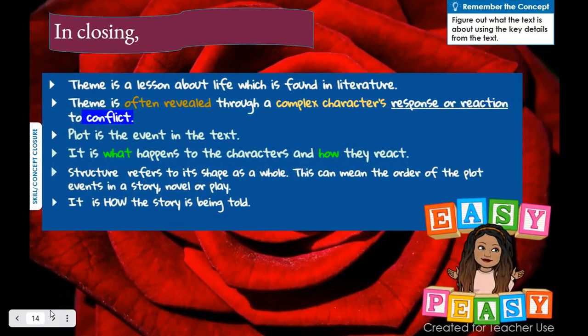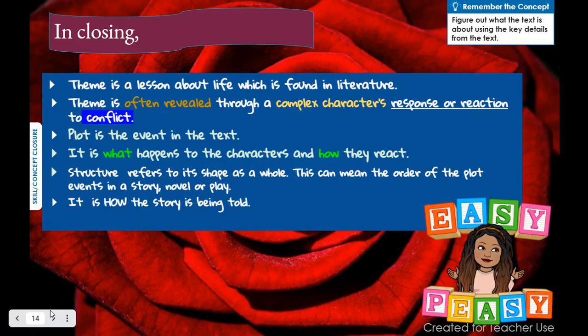All right. So, in closing, what did we learn? We learned that the theme is a lesson about life, which is found in literature. We learned that the theme oftentimes is revealed through complex characters' responses and reactions to conflict. And conflict was defined for you on one of the slides. So if you have to go back, it'll tell you what a conflict is, and then it tells you what the internal and external conflict is.